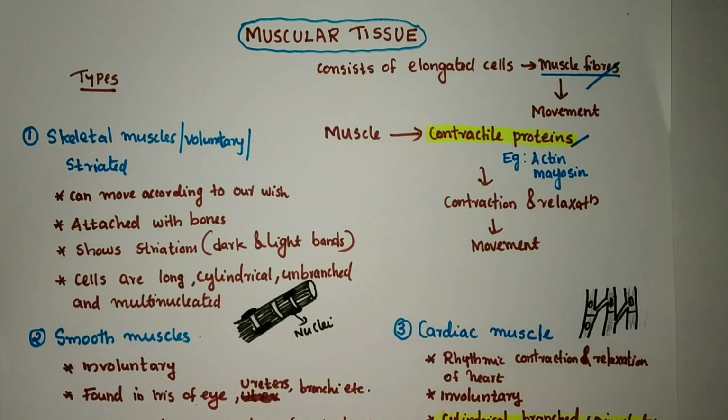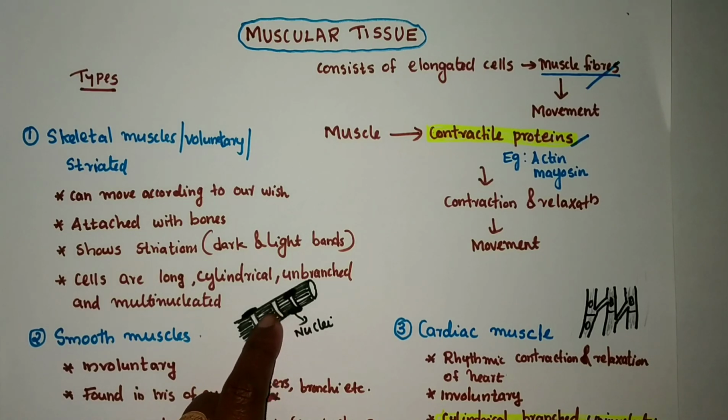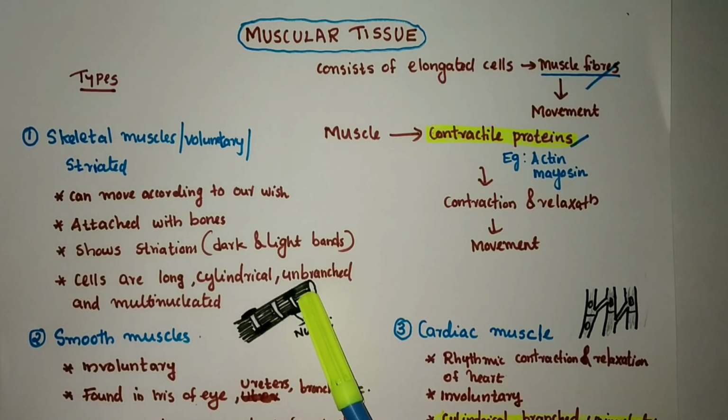That is skeletal muscle. It is also called striated muscle because it shows striations or bands, light and dark bands. It is attached to bones, hence the name skeletal muscle, and we can move it according to our wish, hence voluntary muscle. It shows striations, hence striated muscles. These are cylindrical, unbranched and multinucleated cells.